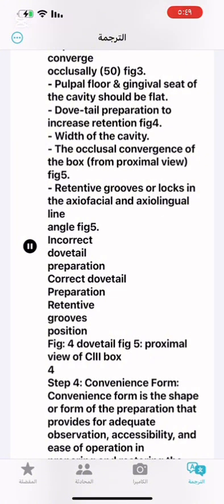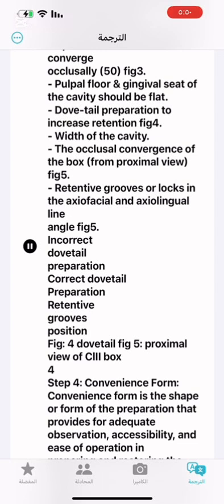Step 4. Convenience form. Convenience form is the shape or form of the preparation that provides for adequate observation, accessibility, and ease of operation in preparing and restoring the tooth. Step 5. Removal of remaining caries. Deep dentinal caries can be removed by using a spoon excavator or large round bur with a slow speed handpiece.